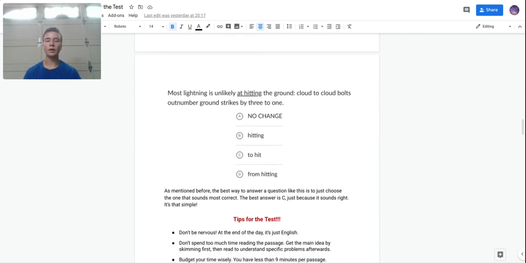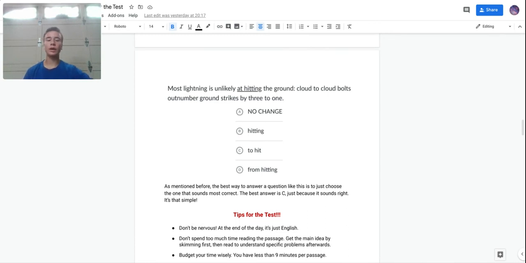So here's an example question. Most lightning is unlikely at hitting the ground. Cloud to cloud bolts outnumber ground strikes by 3-1. So the best way to answer this question is to just choose one that sounds right. So most lightning is unlikely at hitting the ground. That sounds not correct. Most lightning is unlikely hitting the ground. That's wrong too. Most lightning is unlikely to hit the ground. That sounds right. And we'll just try D to make sure that we're not missing anything.